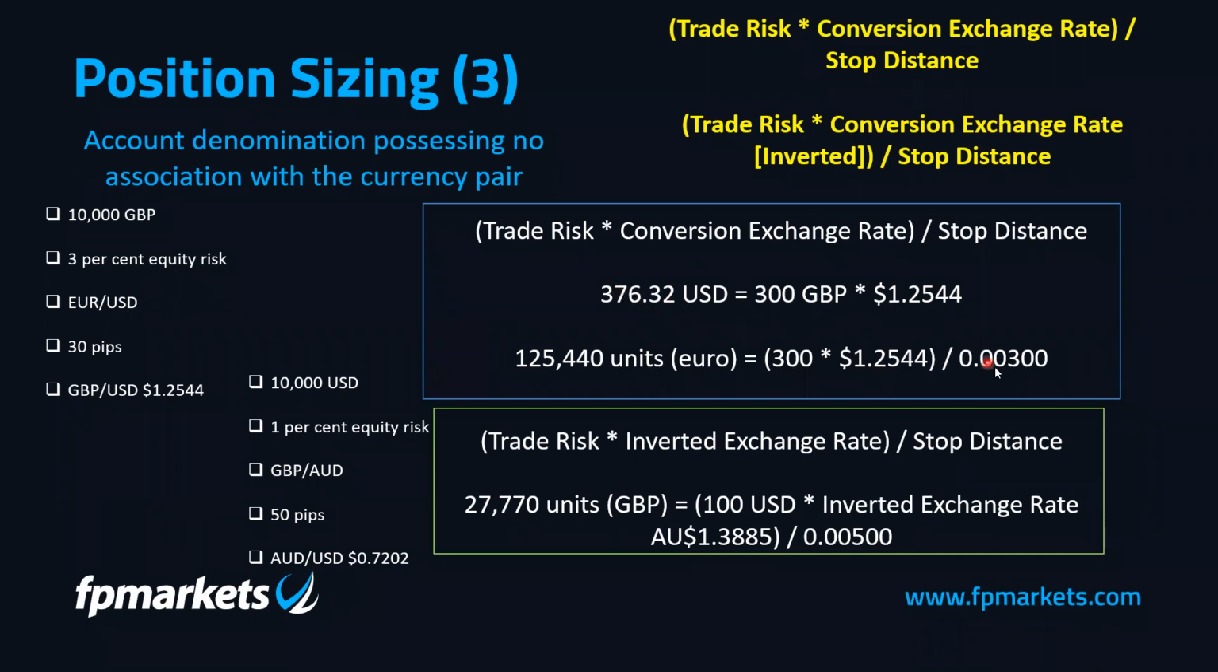All we do then, guys, is same as before. We divide that by our stop distance, which is 30 pips. And that gives us 125,440 units. Quite straightforward, this one. Because you don't have to invert the currency pair.